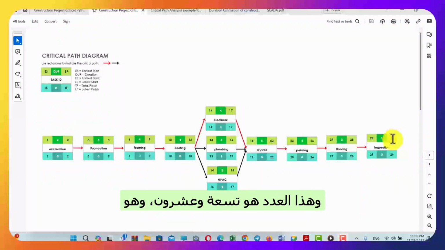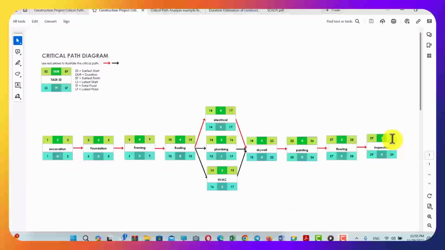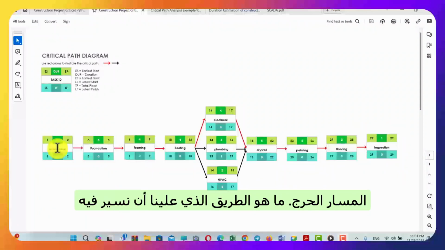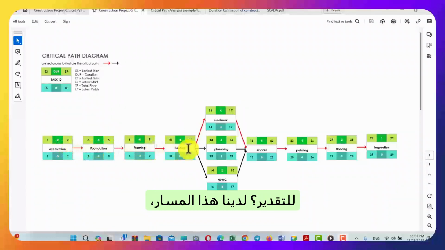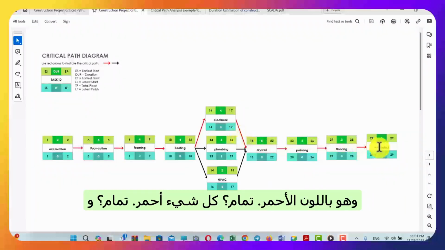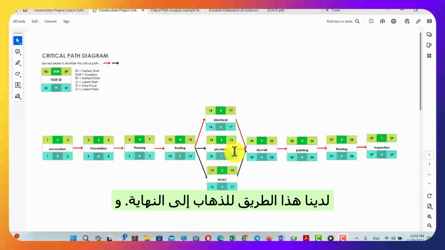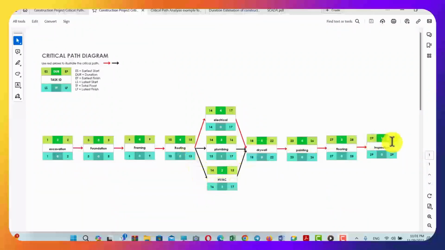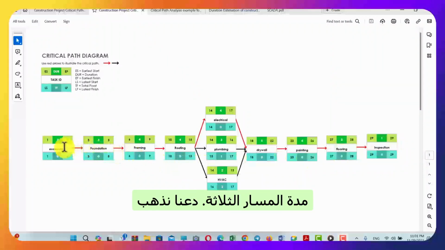Certainly it is this number. This number is 29, which is the total duration of the project. We estimate it using the critical path. What paths do we have to go through for the estimation? We have this path, which is all in red, and we have this path to go to the end, and we have this path to go to the end. 3 paths. We don't have any 4th path. So let's start estimating the duration for the 3 paths.